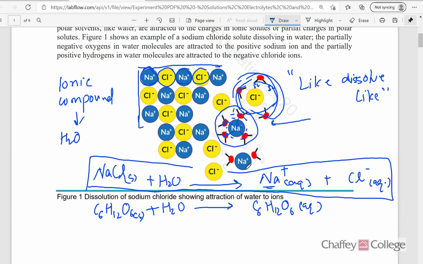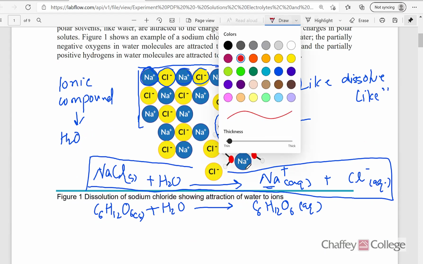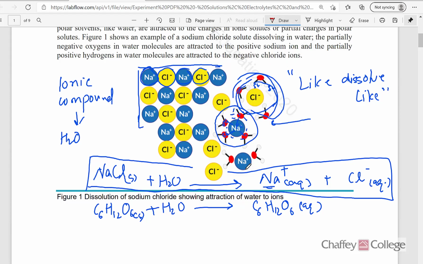Okay, so in solutions, remember, like dissolves like. It means that polar substances, which include ionic compounds and polar covalent compounds, will dissolve in polar solvents such as water, and non-polar compounds will dissolve in non-polar solvents. So that's the main principle behind solubility.